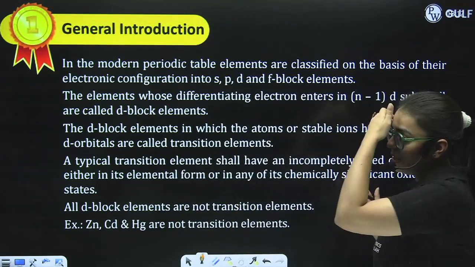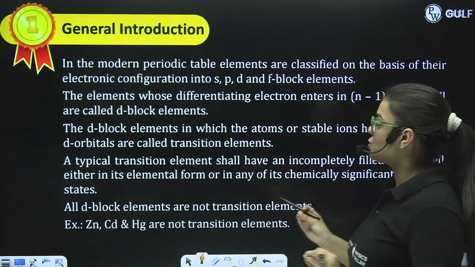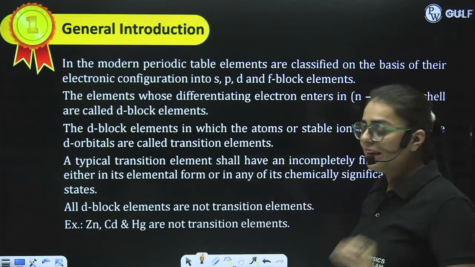Now let's read more about it. So in the modern periodic table, elements are classified on the basis of the electronic configurations into S block, P block, D block and F block.